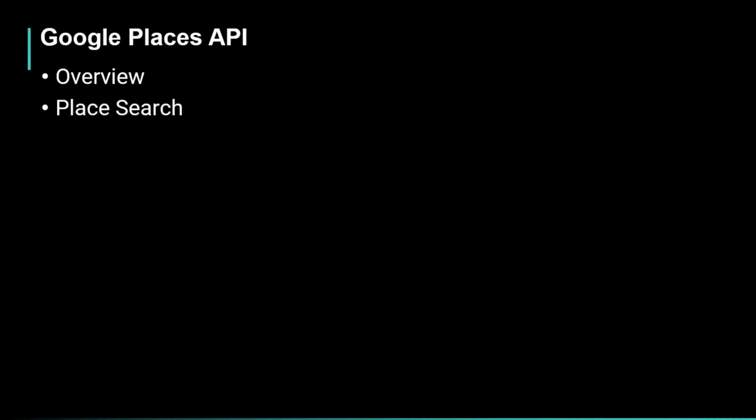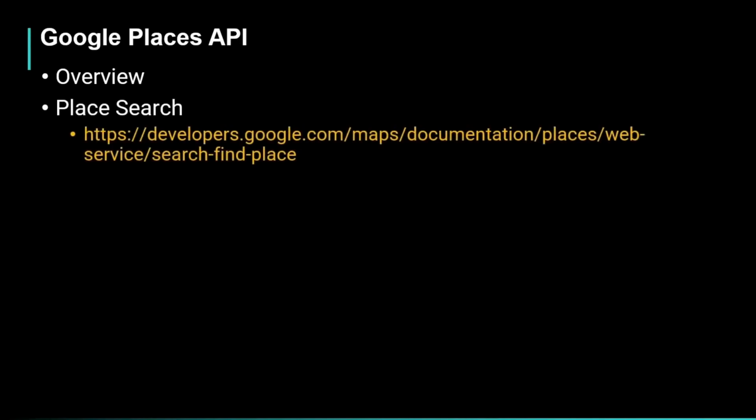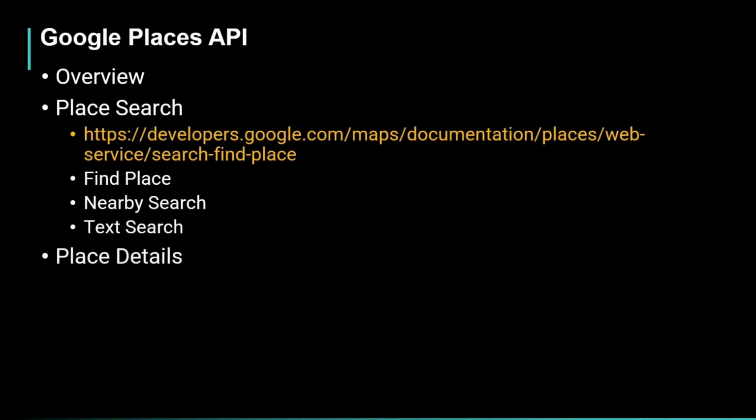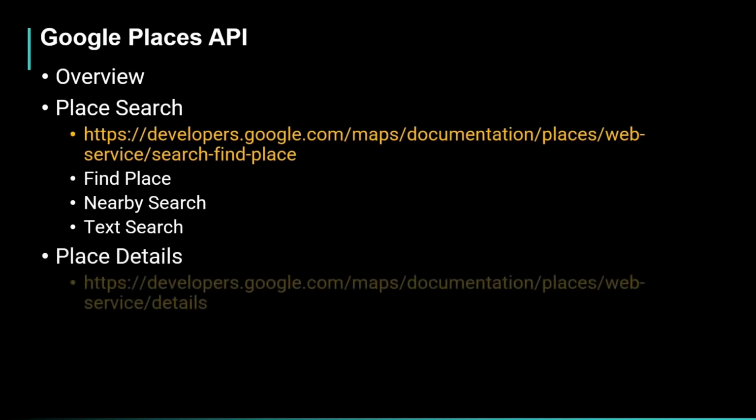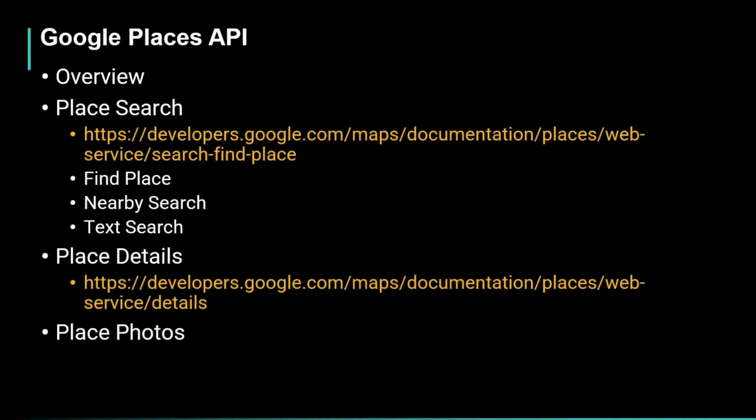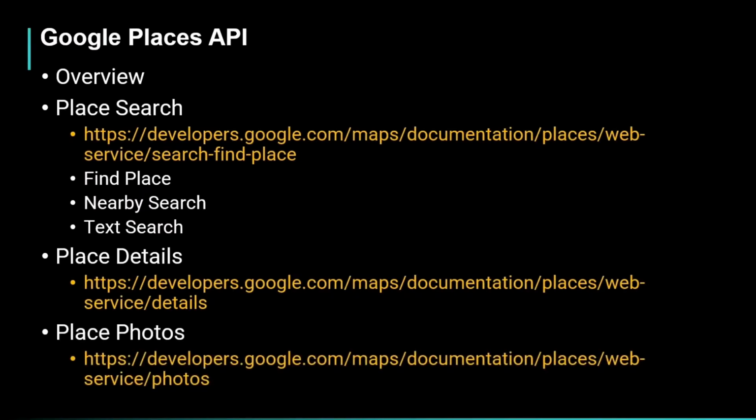First one we'll cover is the place search. This is a documentation link, and there are 3 different types of place searches. So there's the find place, nearby search, and a text search. Next one is place details. And there's the link for the documentation. And the final one is place photos. And here's a link for that documentation.